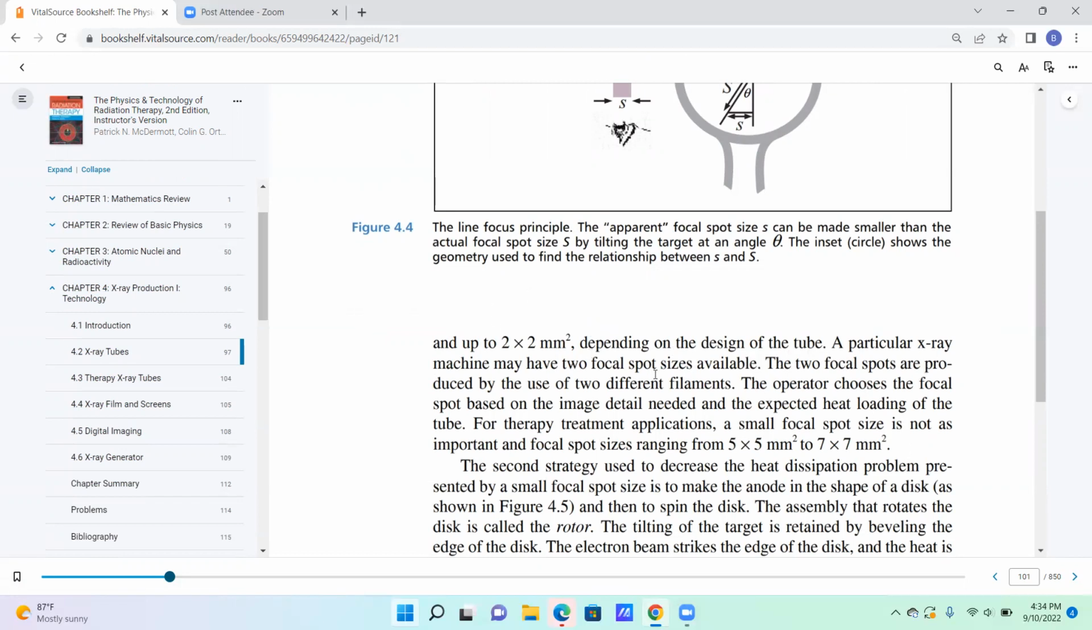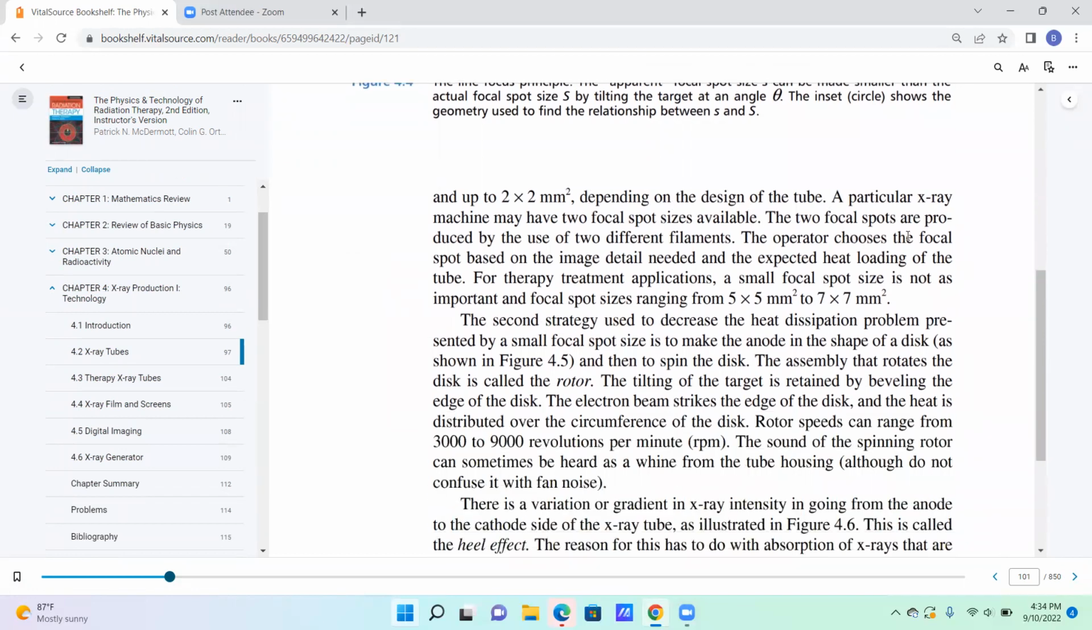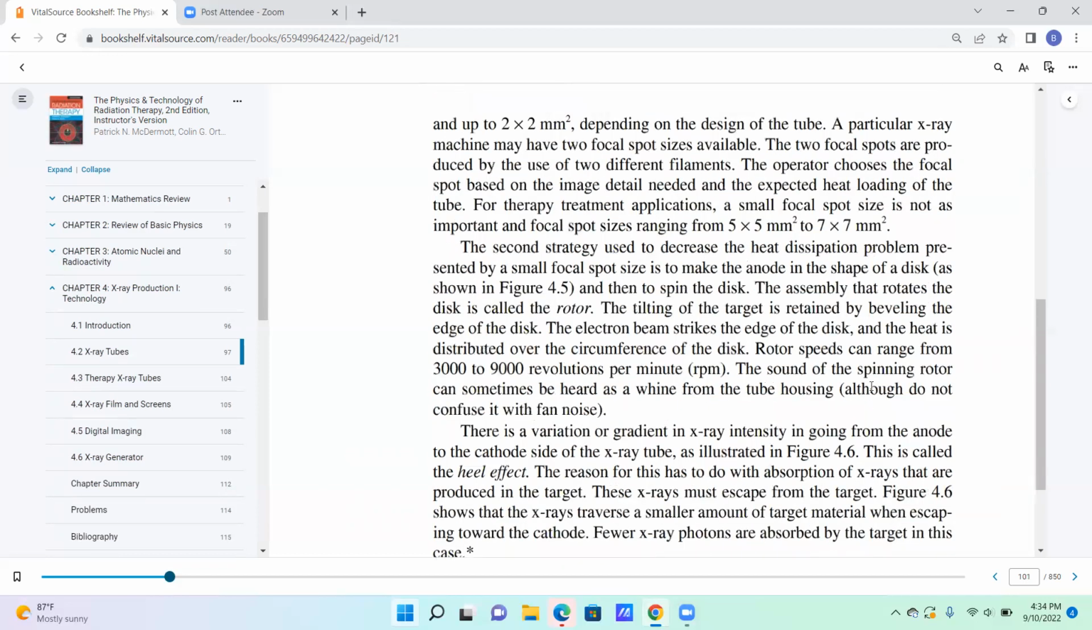So a particular X-ray machine may have two focal spot sizes available. The two focal spots are produced by the use of two different filaments. The operator chooses the focal spot based on the image detail needed and the expected heat loading of the tube. For therapy treatment applications, a small focal spot size is not as important, with focal spot sizes ranging from 5 to 7 millimeters squared. So tilting it is one way to be able to deal with having a smaller focal size, as well as being able to dissipate the heat.